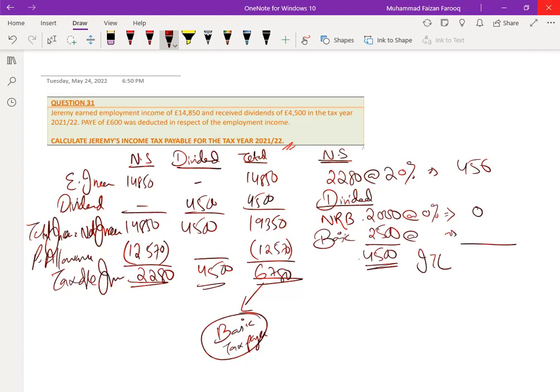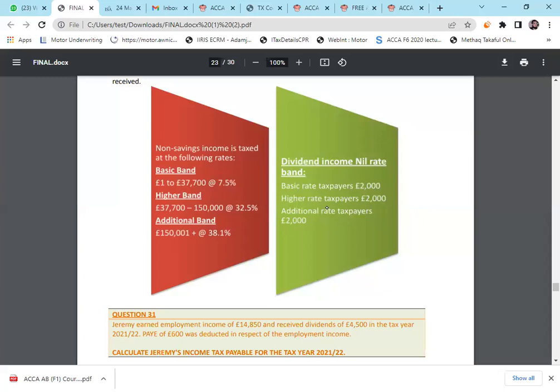I would like to share one screen with you. Just see the rates for dividend. Are they the same as interest and non-savings, or do they differ?